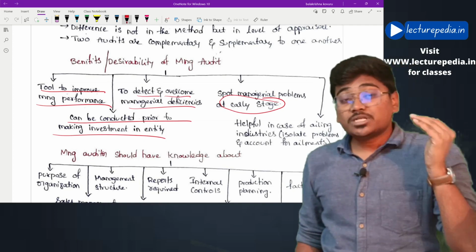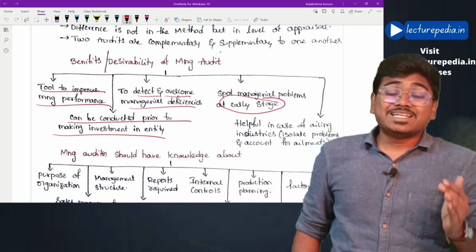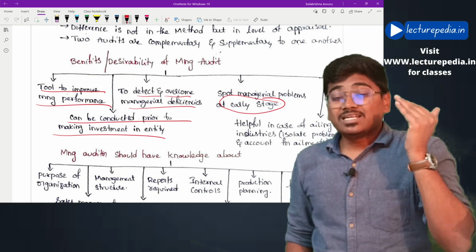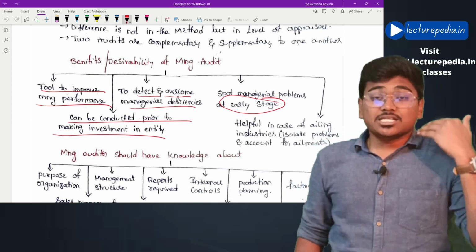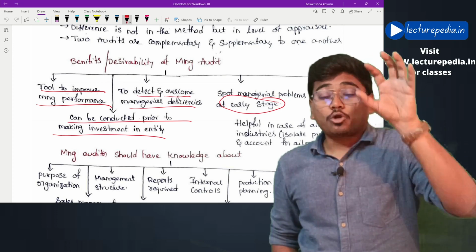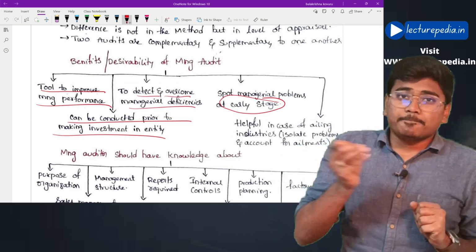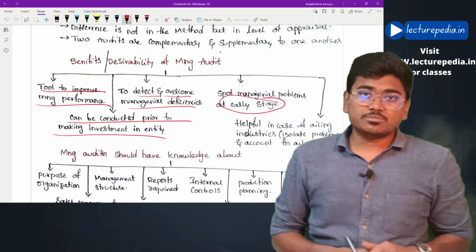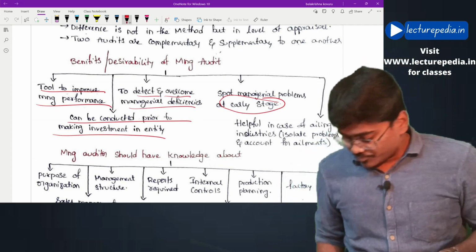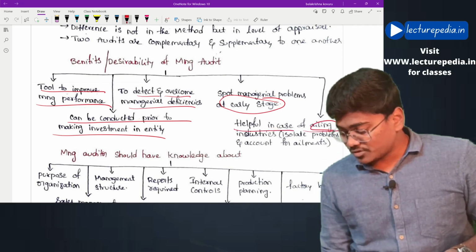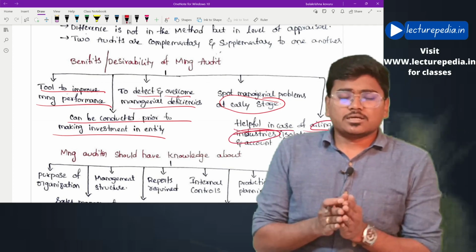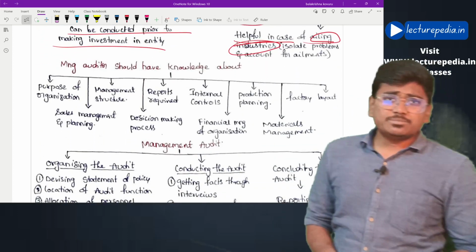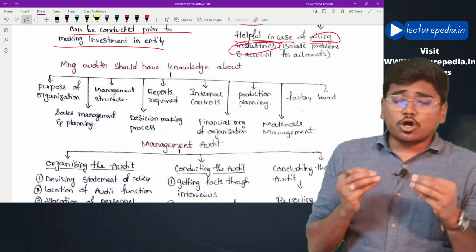And this management audit will also be helpful in case of ailing industries. Ailing industries means the industries which are in trouble. In those cases you can identify what the problematic areas are and you can cure them. You can provide sufficient solutions to those problems with the help of management audit. So management audit is helpful in case of ailing industries. Hope this is clear. Next, the management auditor should possess knowledge of certain aspects.